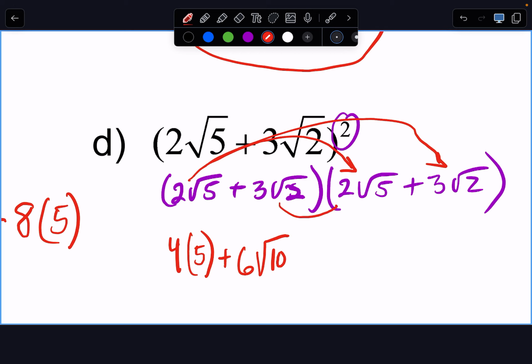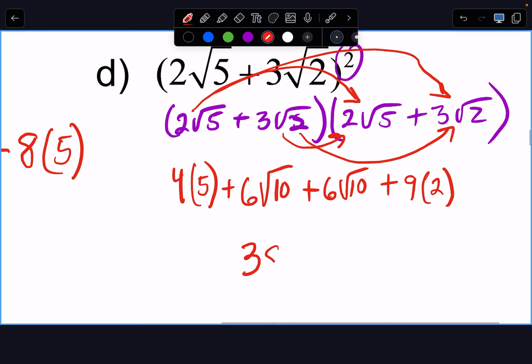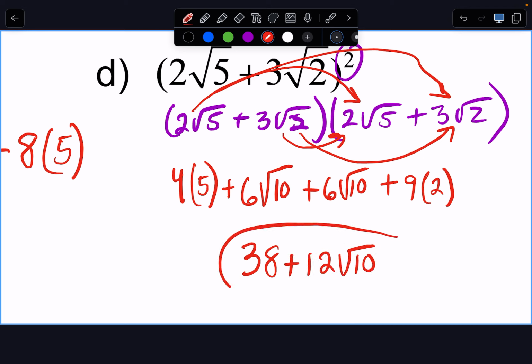Now, 3 square root of 2 times 2 square root of 5. Come on, on your own. Guys, what's 3 times 2? 6. Square root of 2 times square root of 5. 10. There it is. Square root of 10. And then 3 square root of 2 times 3 square root of 2. 9. There it is. 9 times 2. So that's going to be 38 plus 12 square roots of 10.